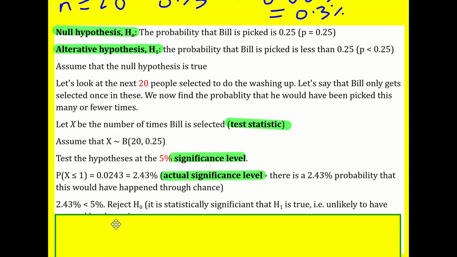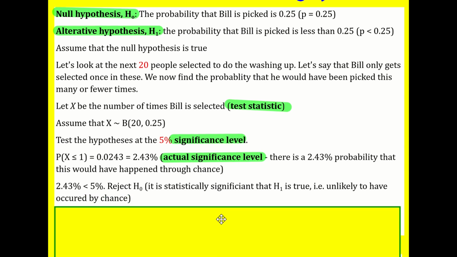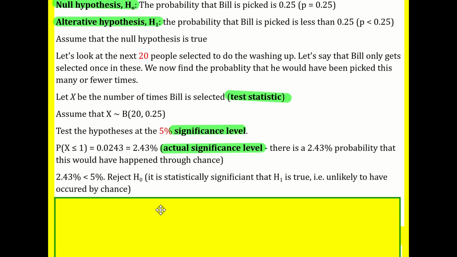So we compare these and we say, actually, we would have accepted it if it was above 5% because there would have been a good enough chance of it happening randomly. But actually, it's less than 5%. It's less than our level that we've set. So it cannot be that it's happened at random chance. It cannot be actually that H0 was true. So we say that we reject H0, the null hypothesis. It is statistically significant that H1 is true, i.e. it's unlikely to have occurred by chance.